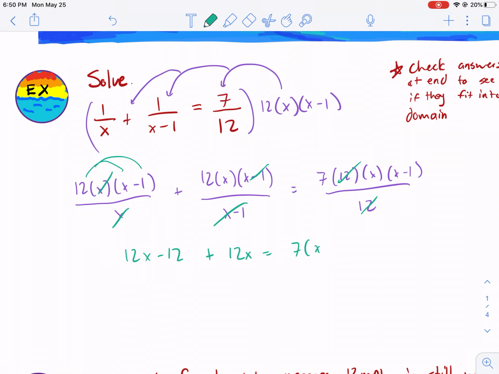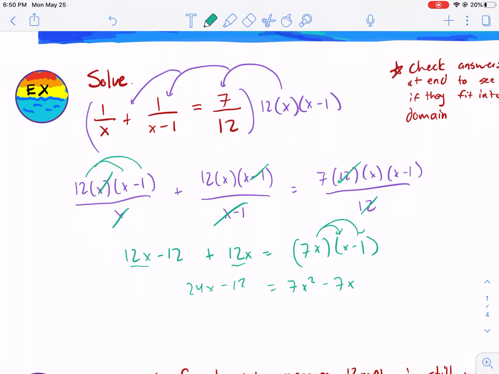times x minus 1. This is where the quadratic in nature comes in, so I can change this 7 times x to just 7x. And now I'm multiplying this 7x times x minus 1. I get 7x squared minus 7x. And then I have 12x plus 12x. This gives me 24x minus 12.